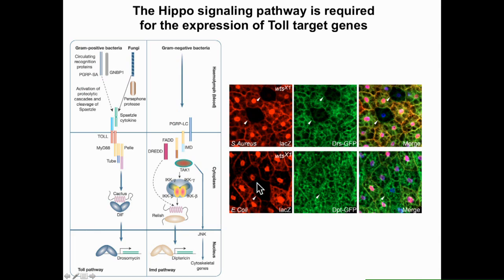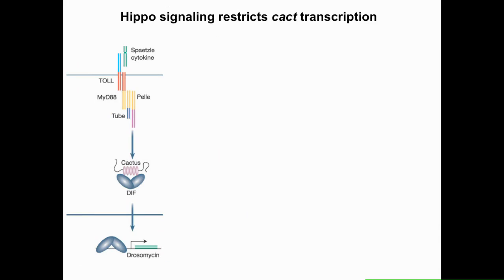On the other hand, if you look at the expression of Diptericin, which is the readout for the IMD pathway, again, in a Warts mutant single cell, the expression is not changed. So this is consistent with the specific sensitivity of these flies to gram-positive, but not to gram-negative bacteria. In order to trace the molecular defect, we know there's something happening upstream of Drosomycin expression, but at which step is there a defect?